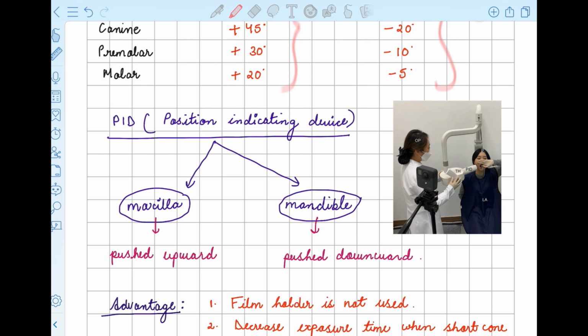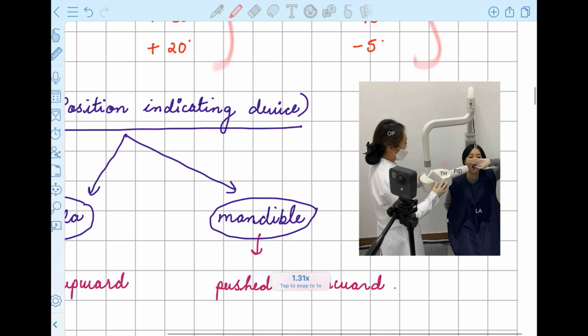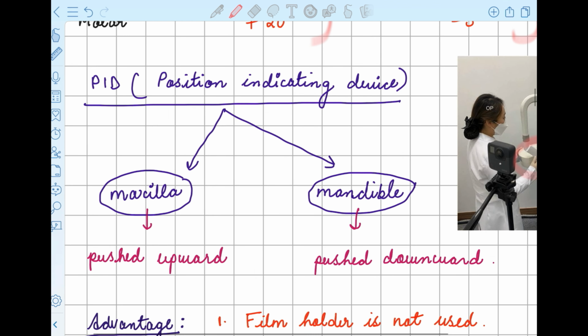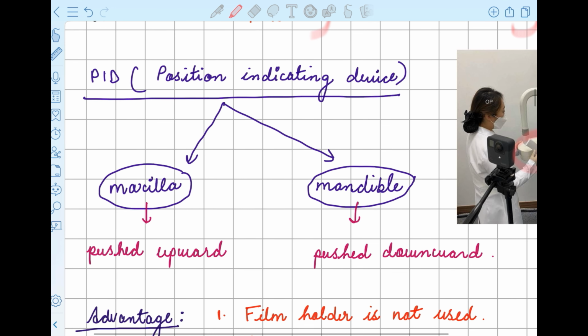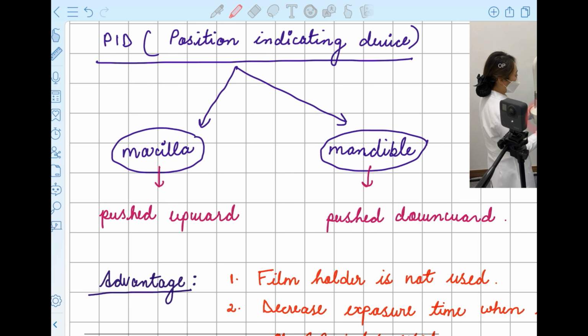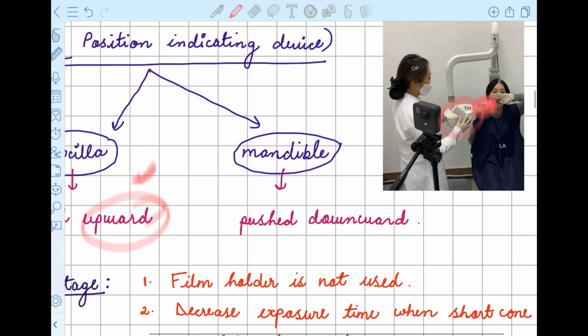Now let's see what is a PID. PID is the position indicating device. As you can see, this is the tube head, and this is the position indicating device, PID. Now let's see the position of the PID. When we are going to take an IOPR for maxilla, then it is always pushed upward. This is asked in exams, so just remember. And when we are going to shoot an X-ray for mandible, then it is pointing downward.